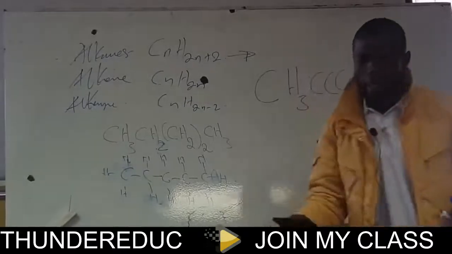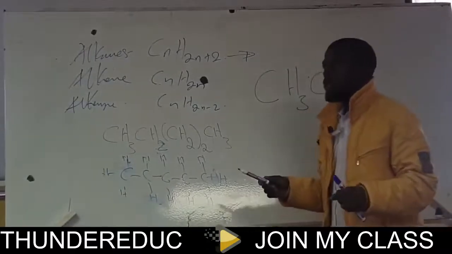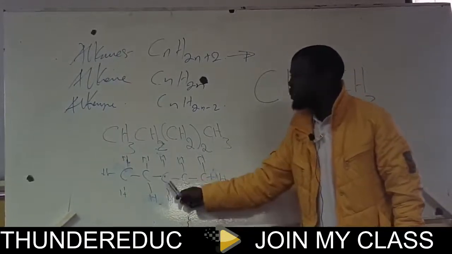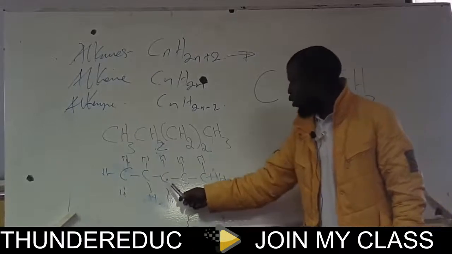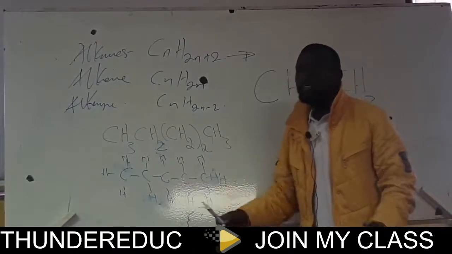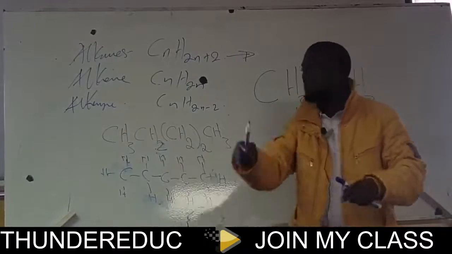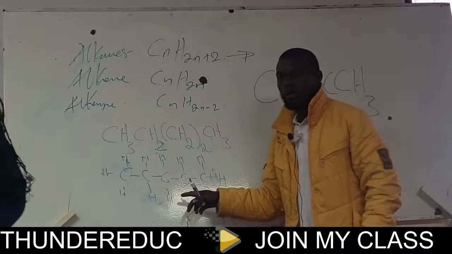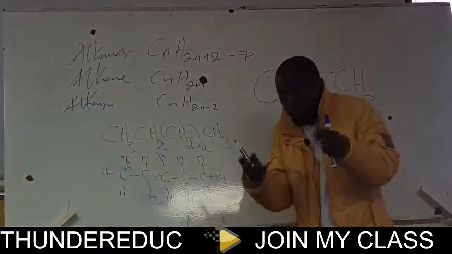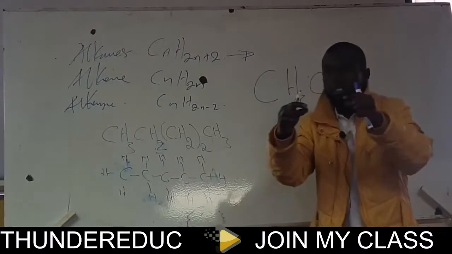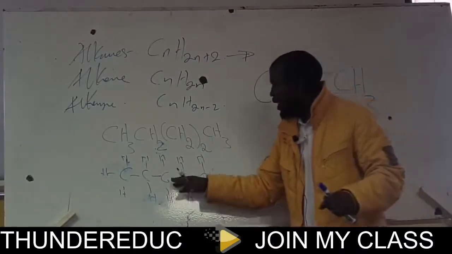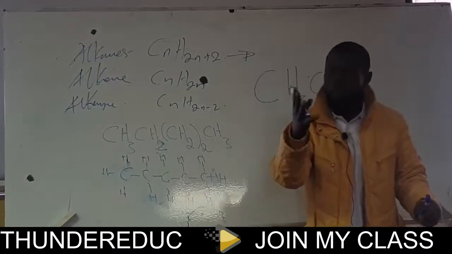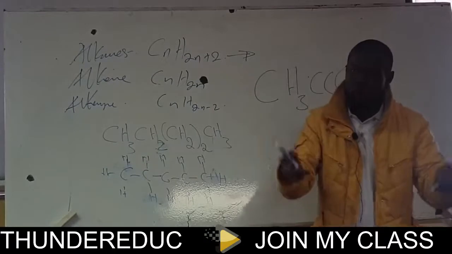Let me give you the same example. If it's like this, it's not a branch. Why? Because if you try to expand it, it won't have room for the carbon atom to expand. It won't have that room for the carbon atom to attach itself, because the carbon atom is always having four bonds, already full. It cannot have more than four bonds.